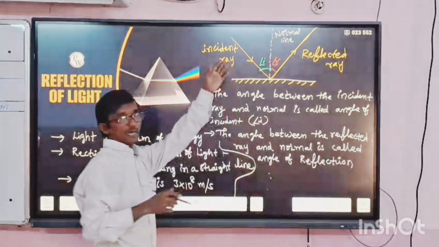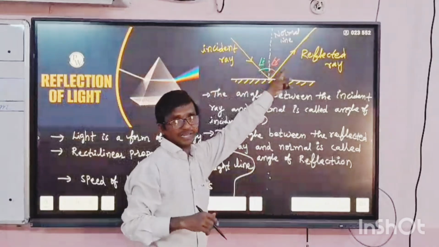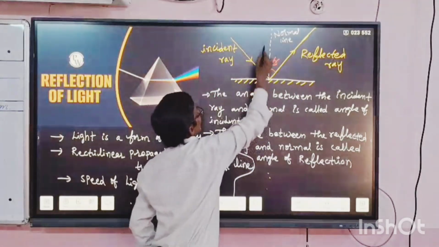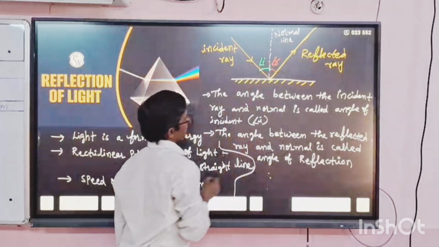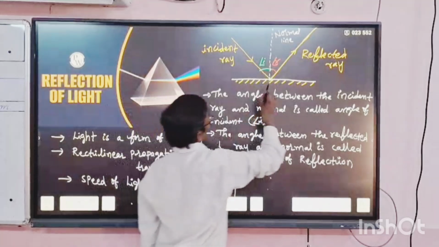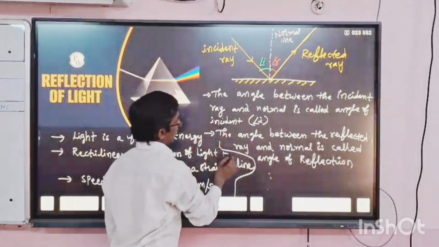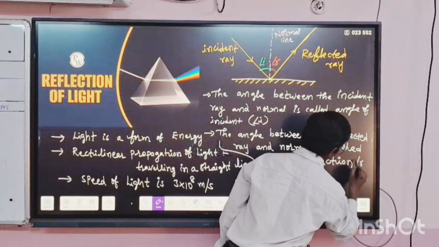Because of the normal, two angles are forming: one is the angle of incidence, one is the angle of reflection. The angle between the incident ray and normal is the angle of incidence, represented by angle I. The angle between the reflected ray and normal is the angle of reflection, represented by angle R.